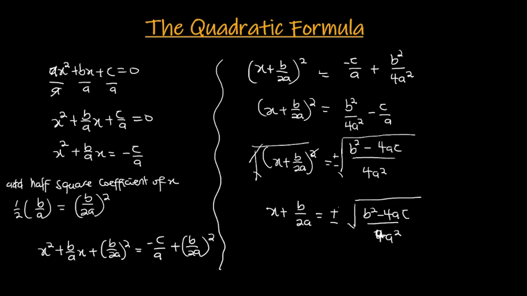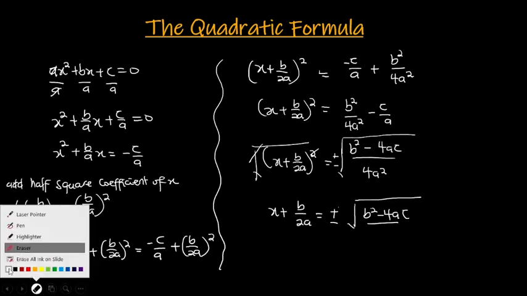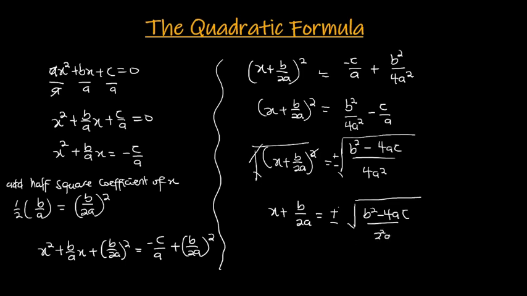Alright, so from here, the 4a squared that I have, I can rewrite as 2 squared a squared. So it means that these will cancel the root at the bottom. So this expression will be x plus b on 2a is equal to plus or minus the root of b squared minus 4ac, all on 2a. Now the root doesn't extend to the bottom again, since the 4a squared is now 2a.